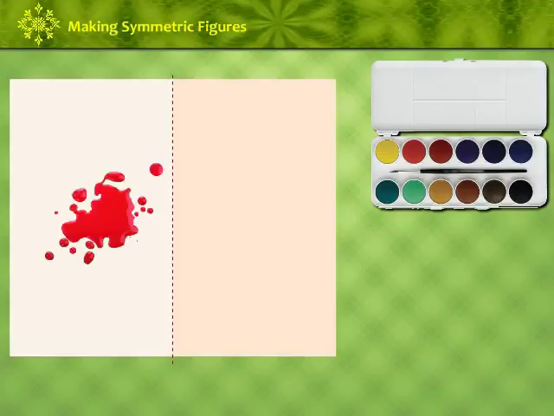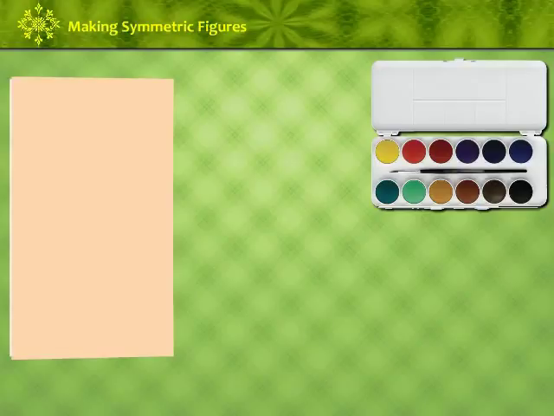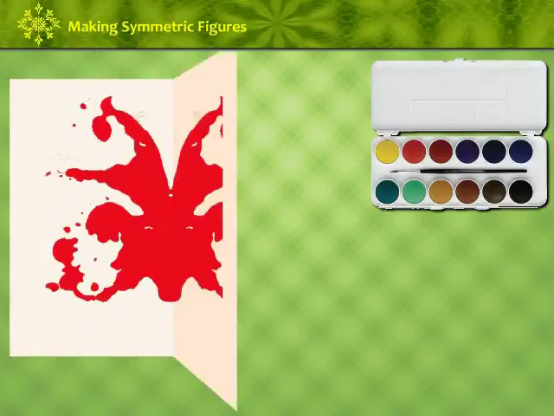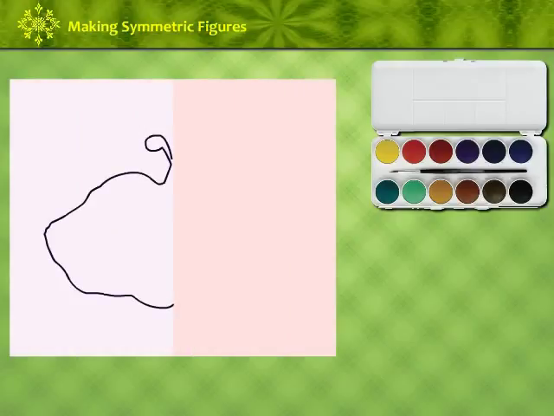Now, put few drops of ink randomly on the one half of the paper. Then, fold the paper back again and press it down. Now open the paper. We can see that the ink has spread over and formed a pattern. Similarly, draw a butterfly using this method.